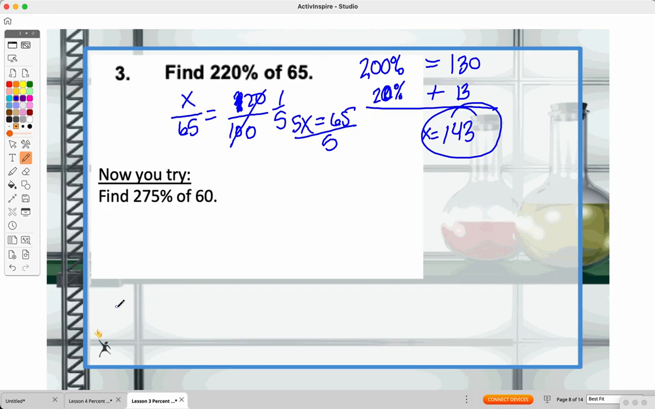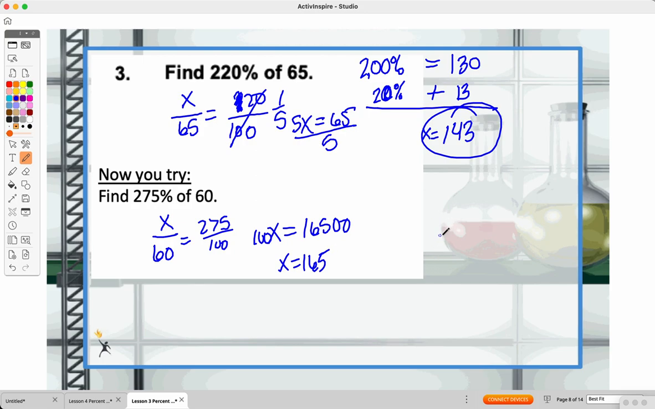Set it out however you want and give this next one a try. Pause the video. All right, so you'd set up as x over 60 equals 275 over 100. And you could go 60 times 275 and get 100x is equal to 16,500, and x is equal to 165.